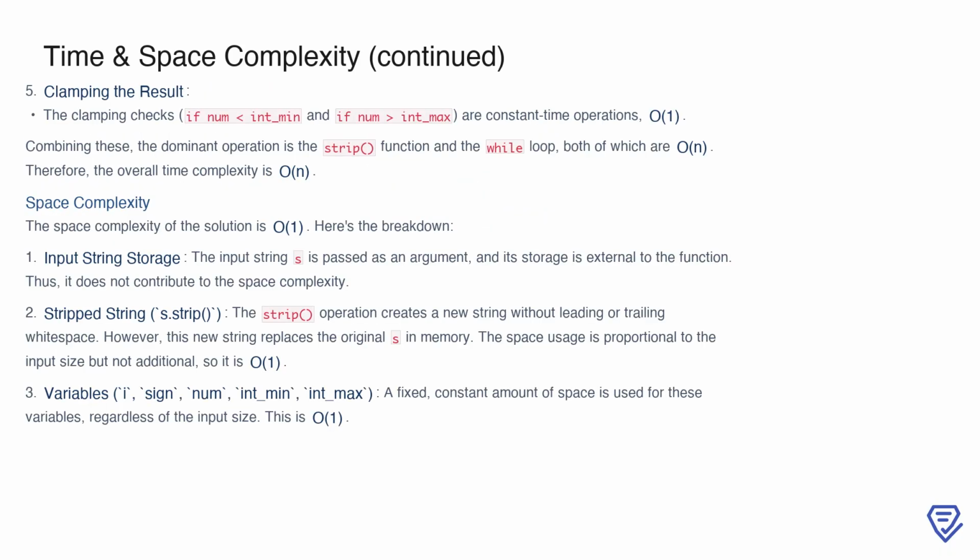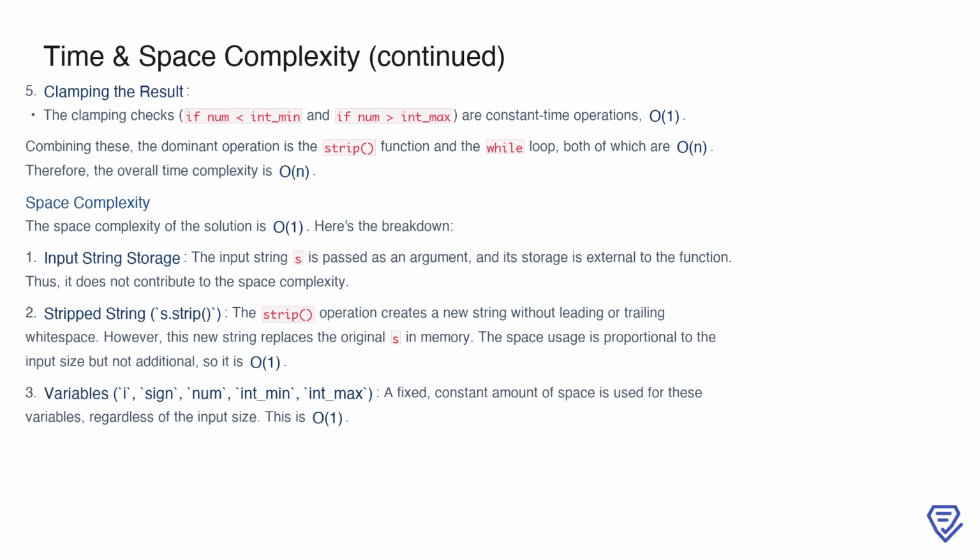When clamping the result, we check if the number is less than the minimum integer or greater than the maximum integer. These are simple conditional checks and are executed in constant time, O(1). By combining all the operations, the dominant contributors to the time complexity are the strip function and the while loop, both of which are O(n). Therefore, the total time complexity of the solution remains O(n).